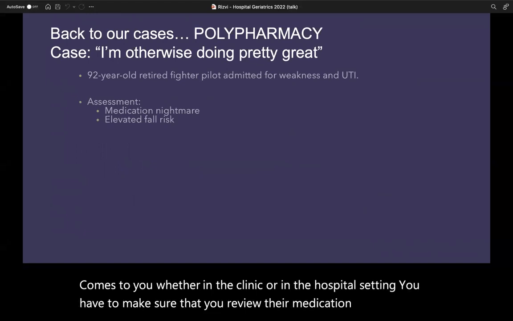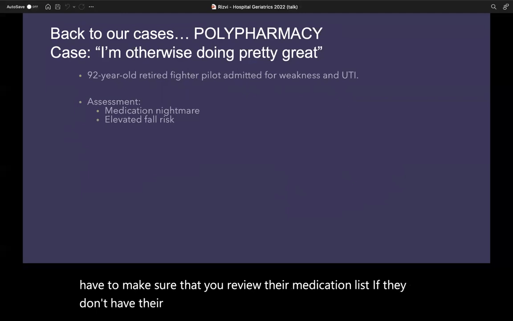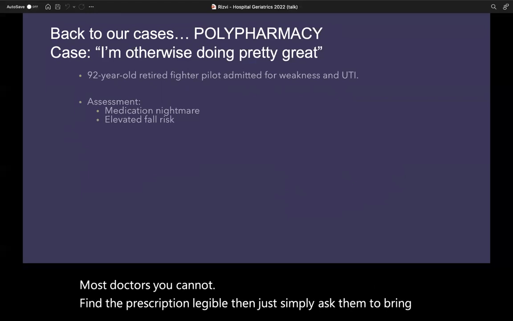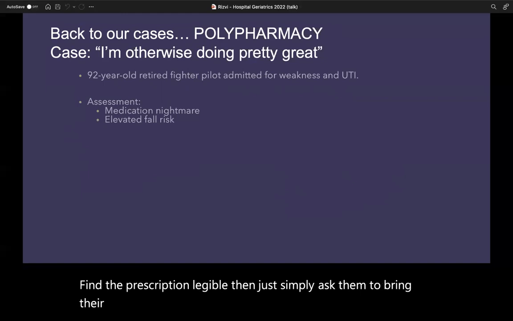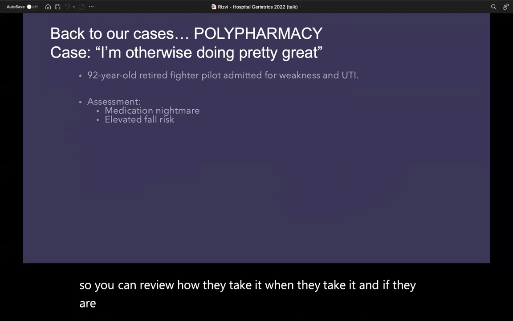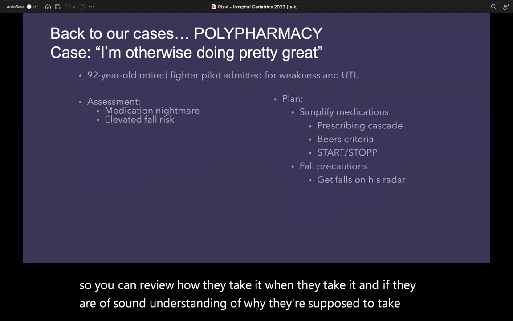If they don't have their medications, if like most doctors, you cannot find the prescription legible, then just simply ask them to bring their prescriptions from home and their medications from home, so you can review how they take it, when they take it, and if they are of sound understanding of why they're supposed to take these medications.